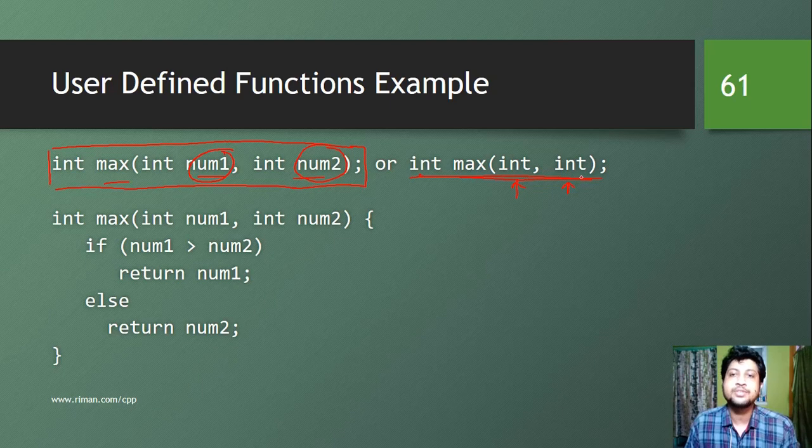So here we have mentioned what type of data we are going to give to the max and what type of data we are getting from the max. And you can also put the variable names. That is not a problem. So that's correct in case of function declaration or header.